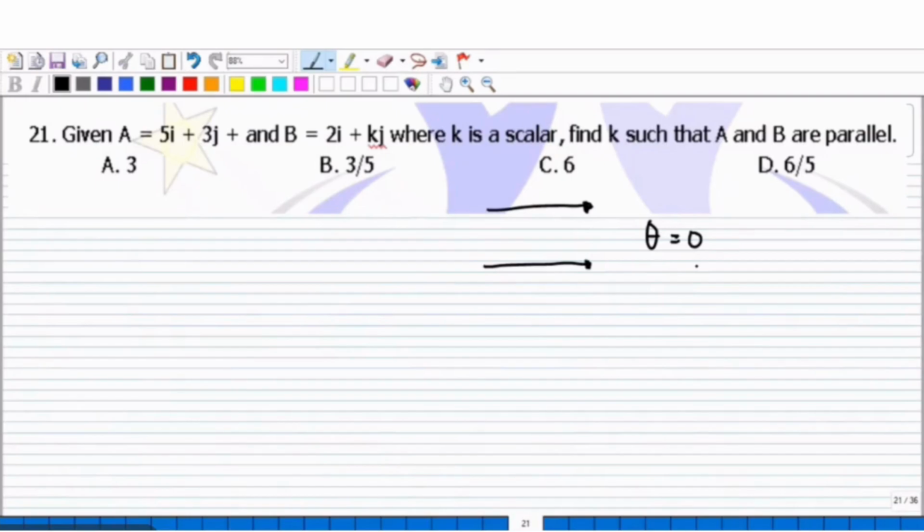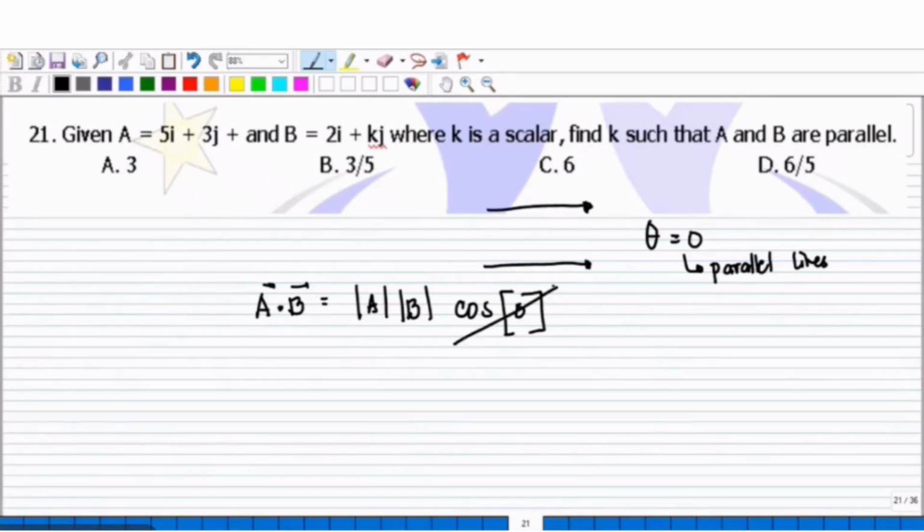Now kapag kinuha natin yung dot product nito, so this is now equal to what? This is A dot B, which is equal to magnitude of A times magnitude of B times cosine of your angle between them. For parallel lines po, theta is equal to 0.